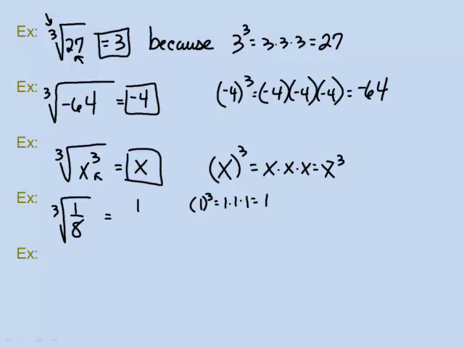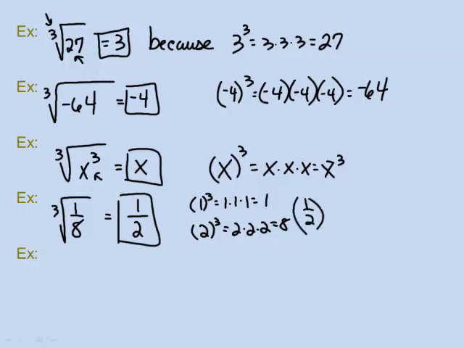Okay, and what about 8? Is there a value which multiplied by itself 3 times gives us 8? The answer is yes, 2, because 2, when you cube it, gives you 2 times 2 times 2, which is 8, and therefore the cubed root of 1/8 is equal to 1/2. Let's check that, is 1/2 cubed 1/8 if you expand it out? 1/2 times 1/2 times 1/2 is 1/8, and it looks good.